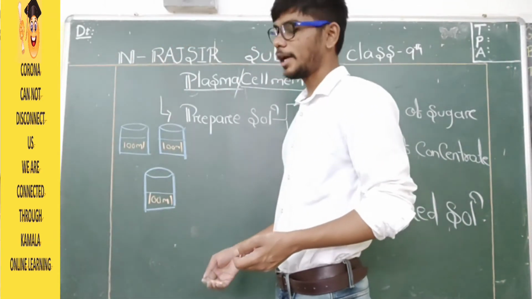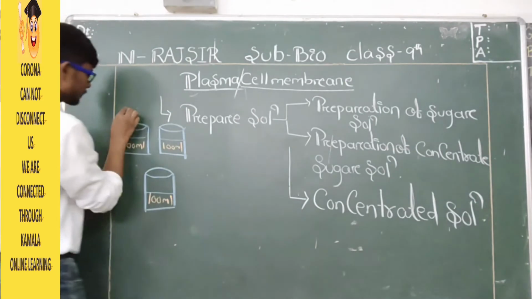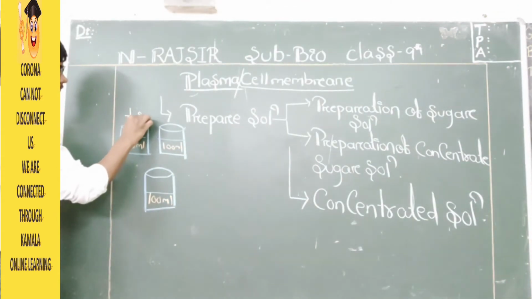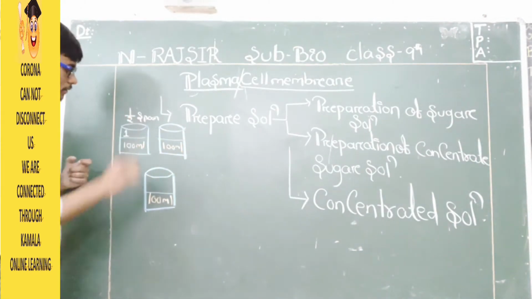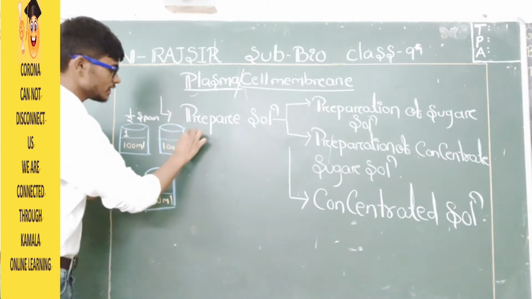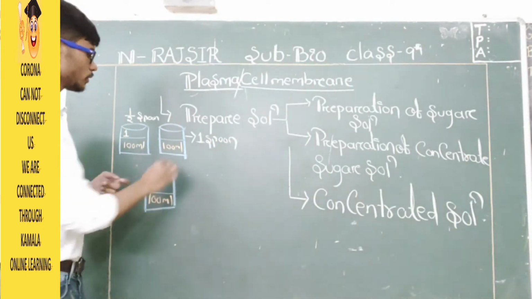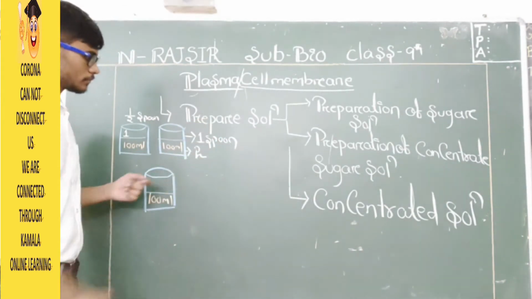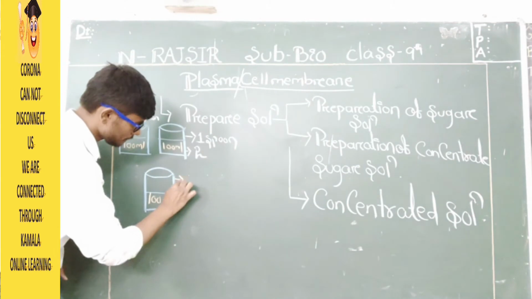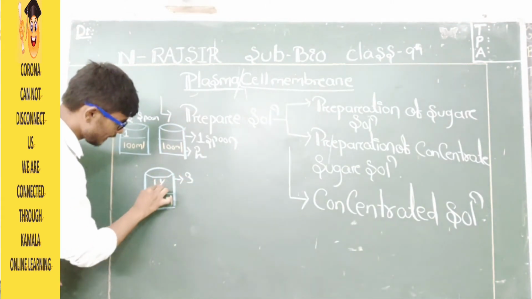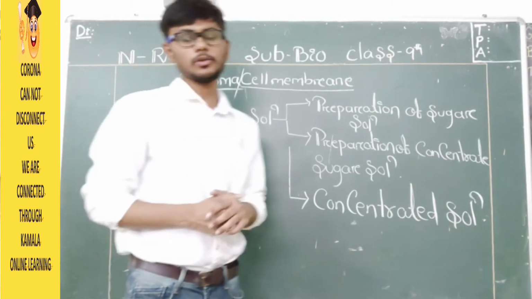Now what we need to do? We will add sugar. How will we add? We will add half spoon of sugar to beaker number 1. Then we will add 1 spoon of sugar to beaker number 2. Now beaker number 2 got 1 spoon of sugar. Now beaker number 3 will get 1.5 spoons of sugar.